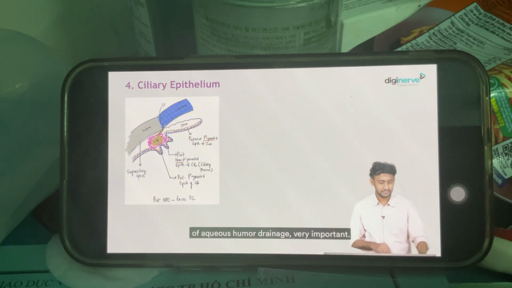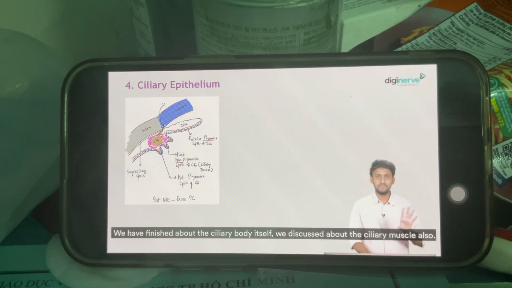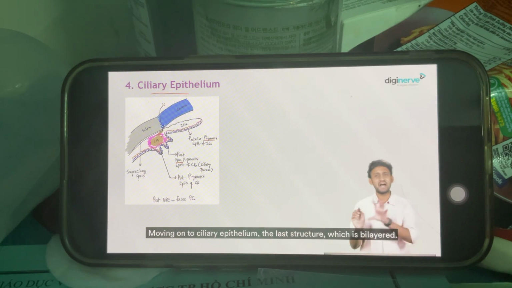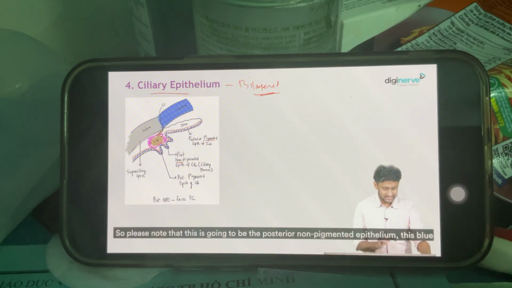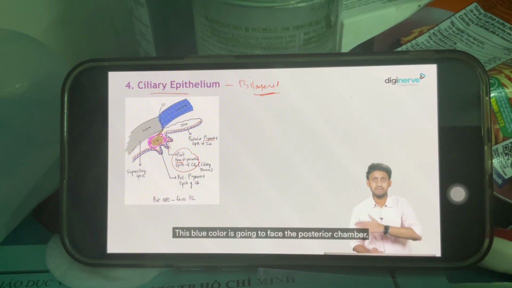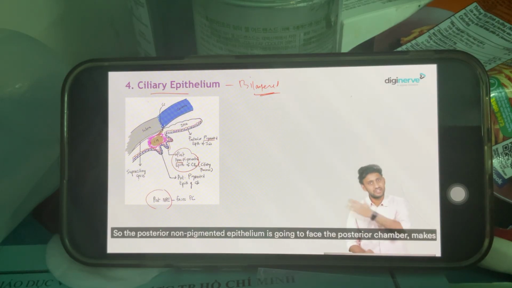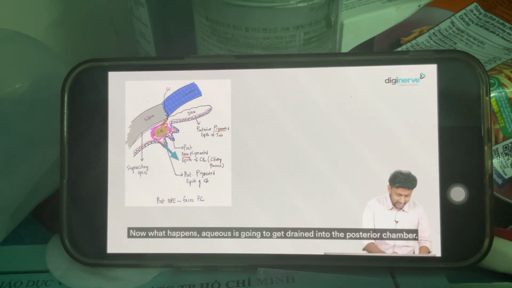Very important. We finished the ciliary body itself. We discussed the ciliary muscle also. Moving on to the ciliary epithelium, the last structure, just bi-layered. Why this is important is because you should know the orientation to understand the aqueous secretion. So please know that this blue color is going to be the posterior non-pigmented epithelium, and it is going to face the posterior chamber. Makes sense. Now what happens? Aqueous is going to get drained into the posterior chamber.